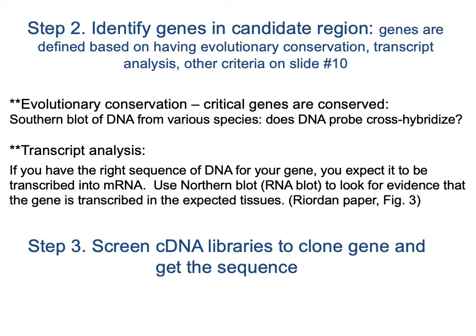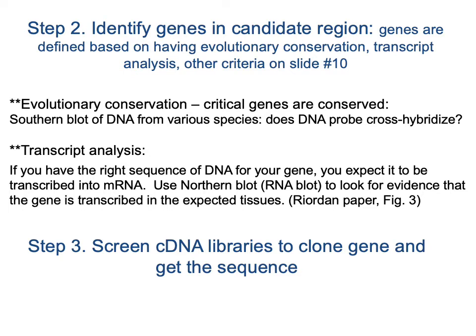Okay, so the evolutionary conservation. As I mentioned, critical genes are conserved. So what people do for this is Southern blot analysis. They collect DNA from various species, they run it on an agarose gel, and then they use a probe for the candidate gene, and they ask whether or not the DNA probe cross-hybridizes. So even if it's a different species, if they're closely related species, we would expect that the probe would be able to bind to the gene if it exists in those other species. So basically, if you see bands on a Southern blot, that's telling you that this particular chunk of DNA is in fact conserved.